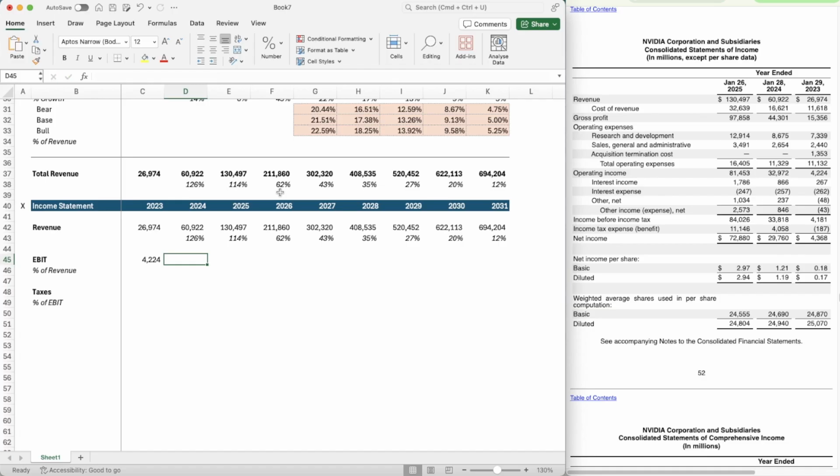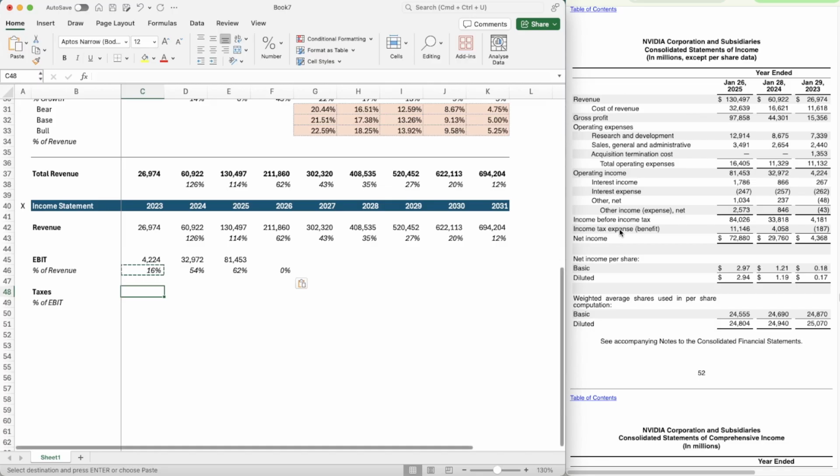4224, 32972, 81453. So this is incredible. For several years, it was doing about this much in EBIT, for just over 4 billion. Then in 2024, that jumped to over 30, and now it's over 80. So we'll probably end up doing more than 100 billion in operating income, which is, I mean, just insane. Thinking of these numbers, you can't really comprehend it.